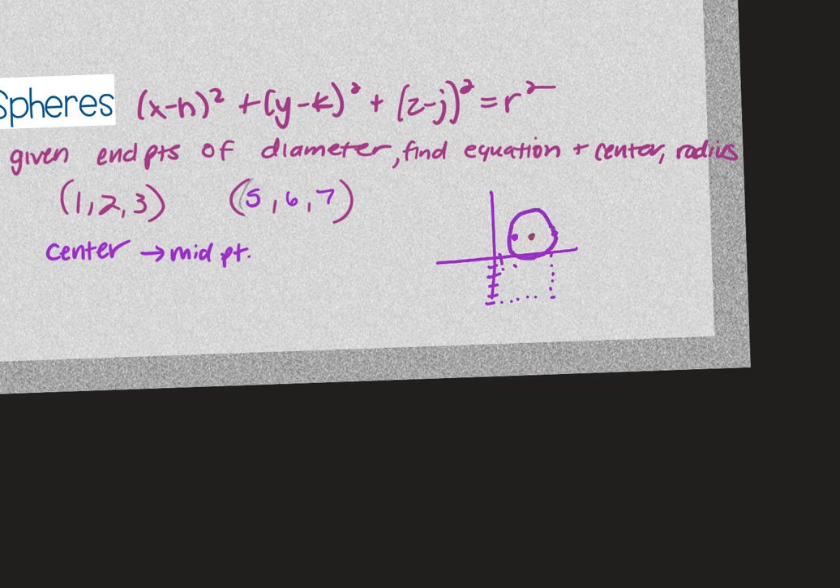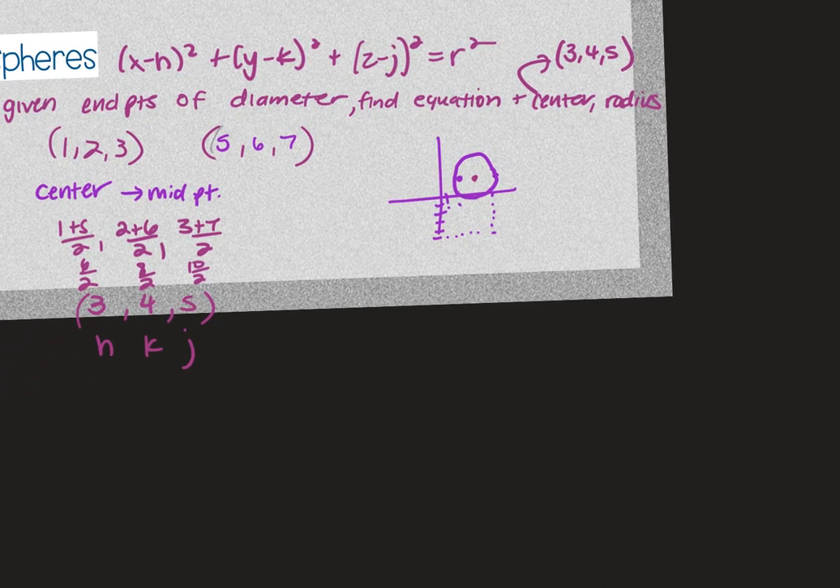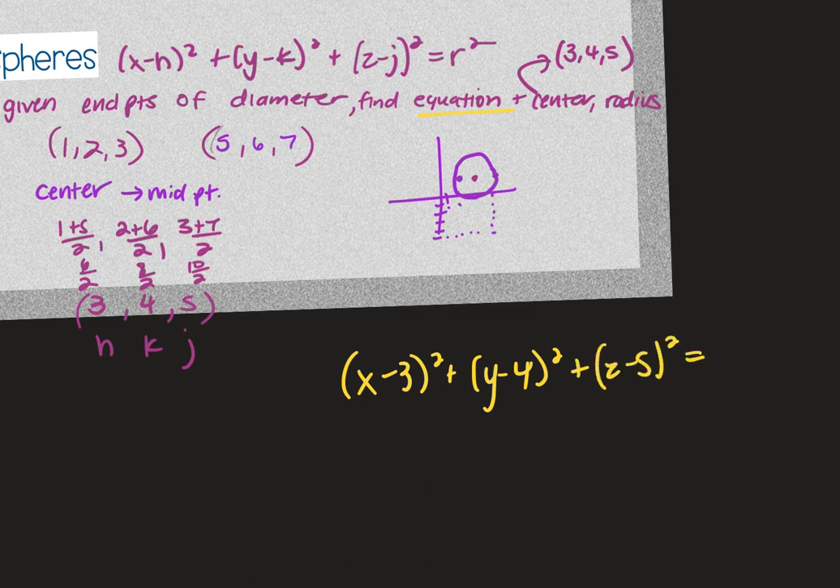So the center is going to be the midpoint between them, so you're going to use the midpoint formula. It would be 1 plus 5 over 2, 2 plus 6 over 2, 3 plus 7 over 2. I'd get 6 over 2, which is 3, 8 over 2, which is 4, 10 over 2, which is 5. That's the center, the H, K, J. That answers one part because this is multiple parts. It tells you part of your equation: (x minus 3) squared plus (y minus 4) squared plus (z minus 5) squared, but you still need the radius.